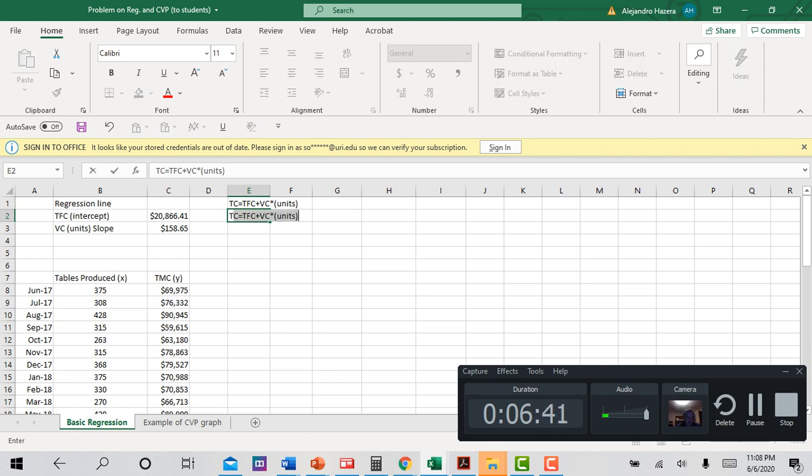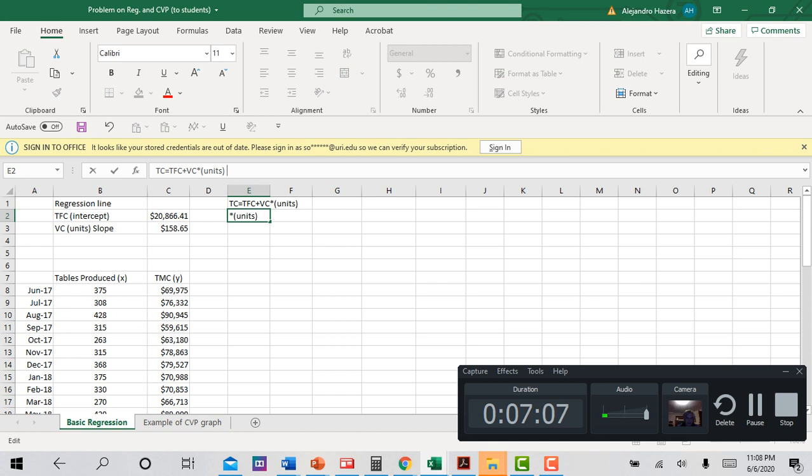Your total cost, and I'm going to split this up. Total cost is equal to total fixed cost plus variable cost times number of units. So the only thing you're going to have to do, if you wanted to predict cost, is predict the number of units. Okay, so your total fixed cost plus variable cost times the number of units.